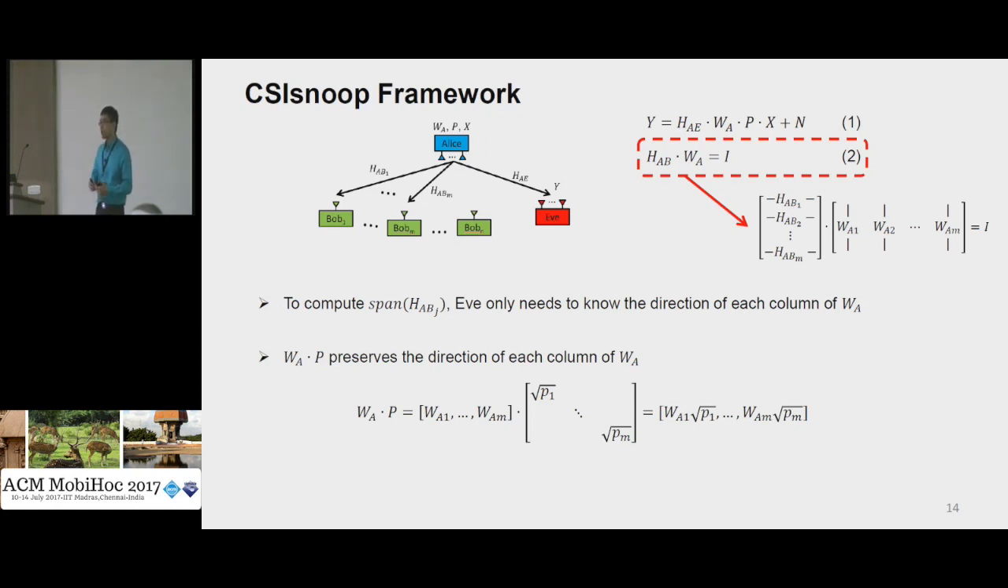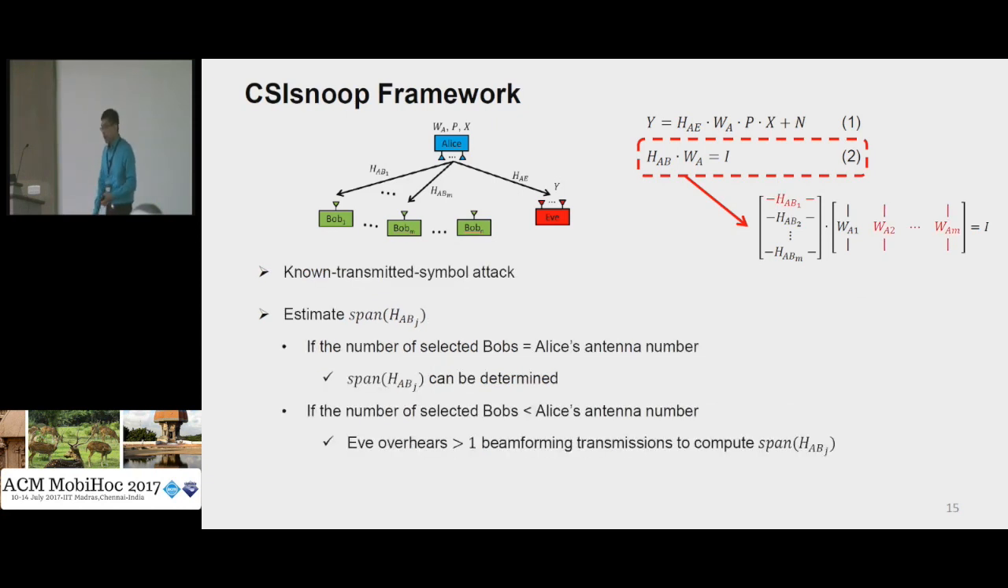Because the transmit power scaling matrix P is a diagonal matrix, the product of W_A and P preserves the direction of each column of W_A. Therefore, after this null transmitted symbol attack, Eve already has enough information to compute the direction of the CSI of each Bob. Particularly, if the number of Bobs selected for this multi-user beamforming transmission equals the number of antennas at Alice, Eve can directly compute the direction of the CSI of all these selected Bobs by just overhearing one downlink beamforming transmission.